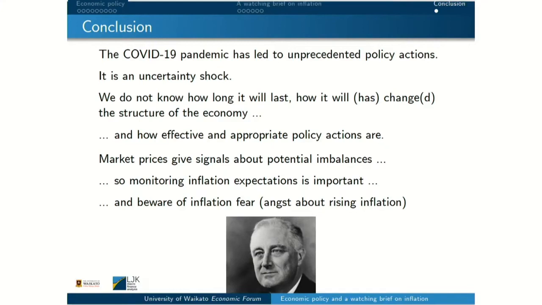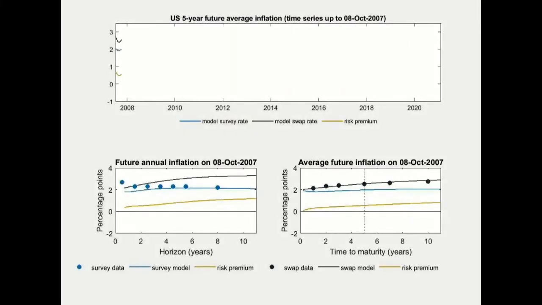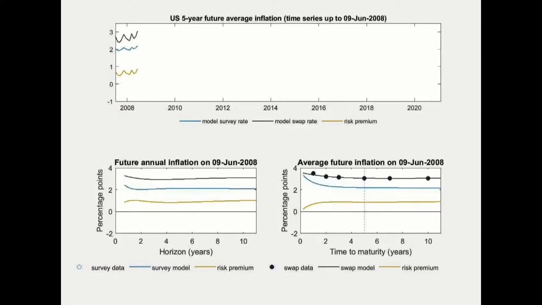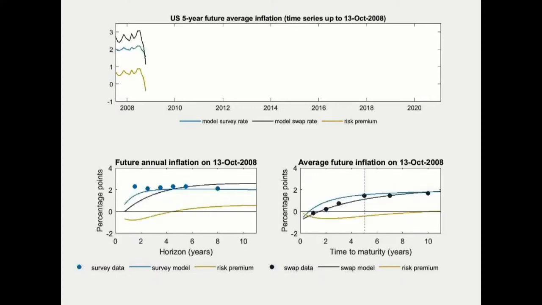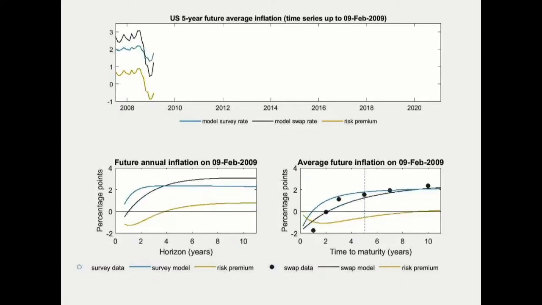And if we're very lucky, we might actually get an animation of what the evolution of the inflation expectations and the inflation risk premium for the United States looks like over time. I don't need to commentate this, so we can go straight into questions if you'd like while people watch.